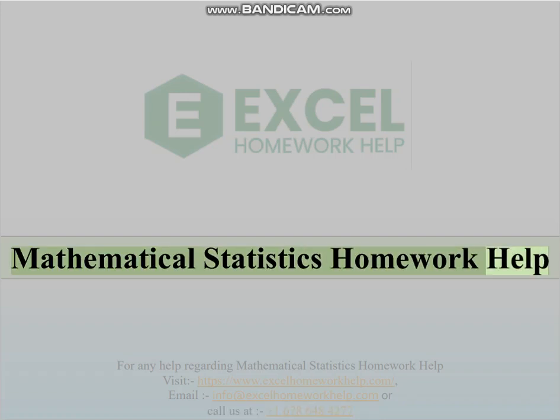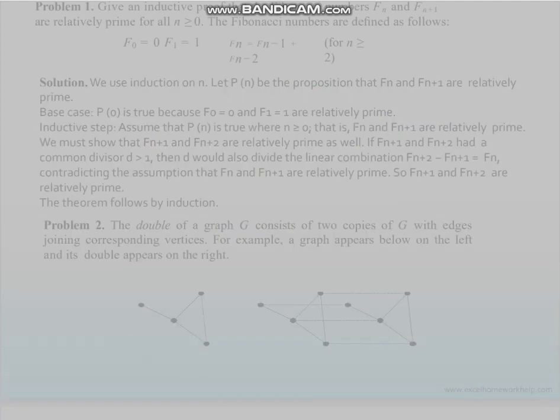Mathematical Statistics Homework Help. Problem 1. Give an inductive proof that the Fibonacci numbers f_n and f_{n+1} are relatively prime for all n greater than or equal to 0. The Fibonacci numbers are defined as follows: f_0 equals 0, f_1 equals 1, f_n equals f_{n-1} plus f_{n-2} for n greater than or equal to 2. Solution: we use induction on n.